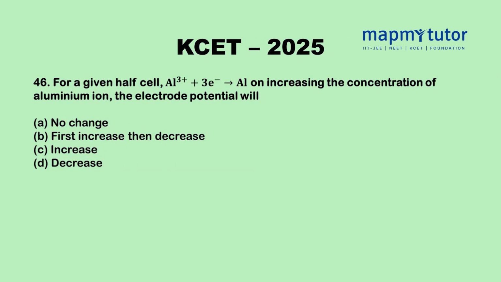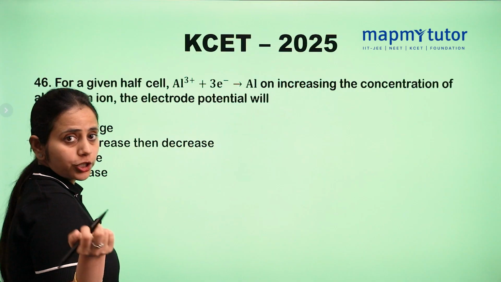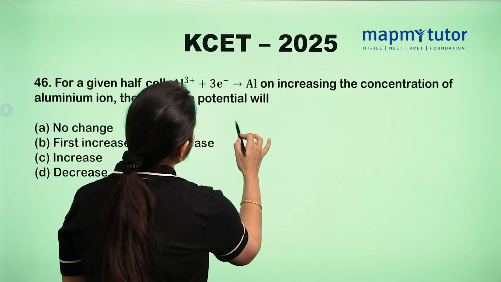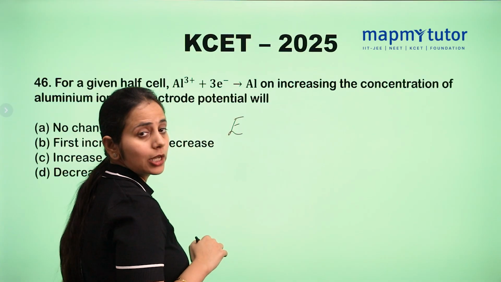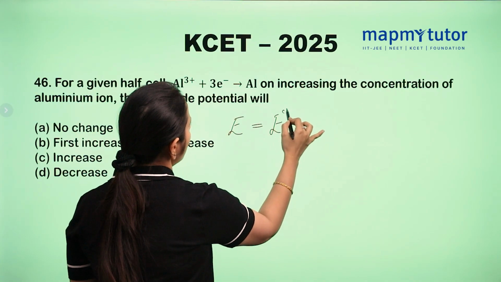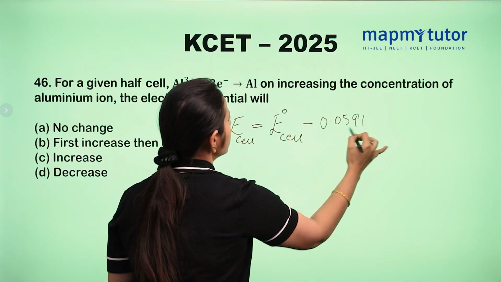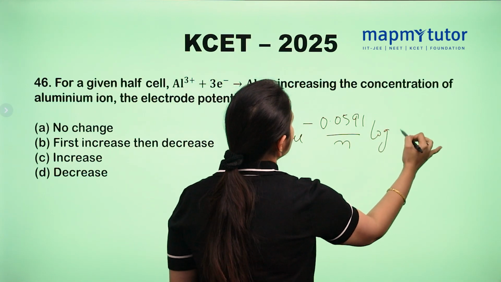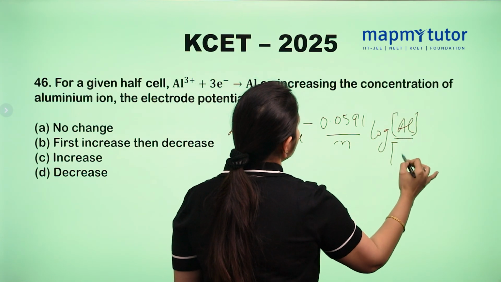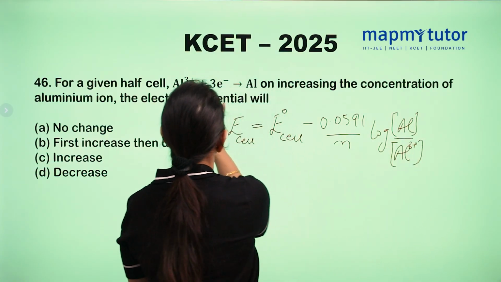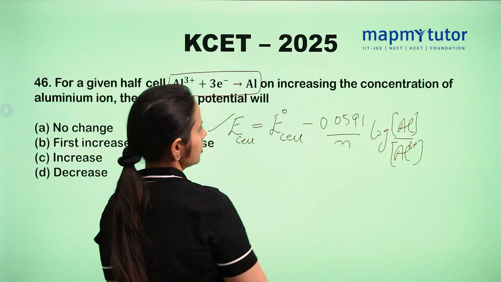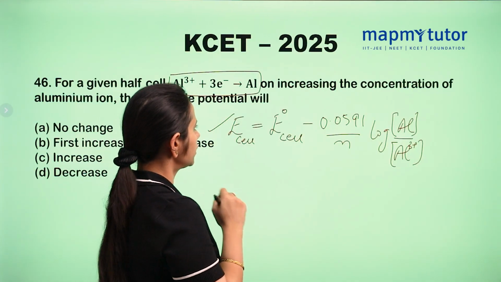For a given half cell, aluminium 3 positive plus 3 electron gives aluminium, on increasing the concentration of aluminium ion, the electrode potential will, what will happen? Let's see. This is an important question of electrochemistry. And the very important equation that is known as Nernst equation. E cell is equal to E naught cell minus 0.0591 by n log aluminium solid by aluminium 3 positive ion. Okay, we will write this equation like this, Nernst equation. Okay, this is known as Nernst equation, very important.